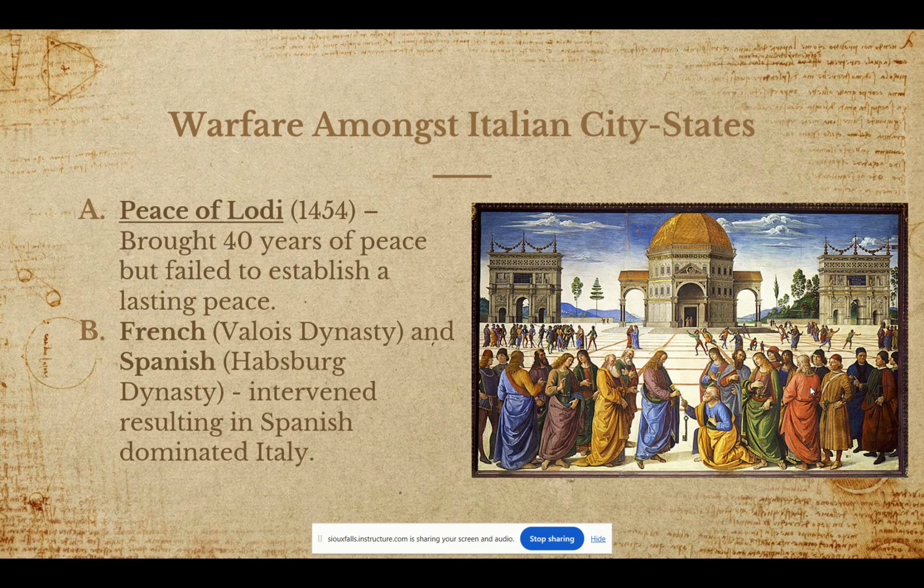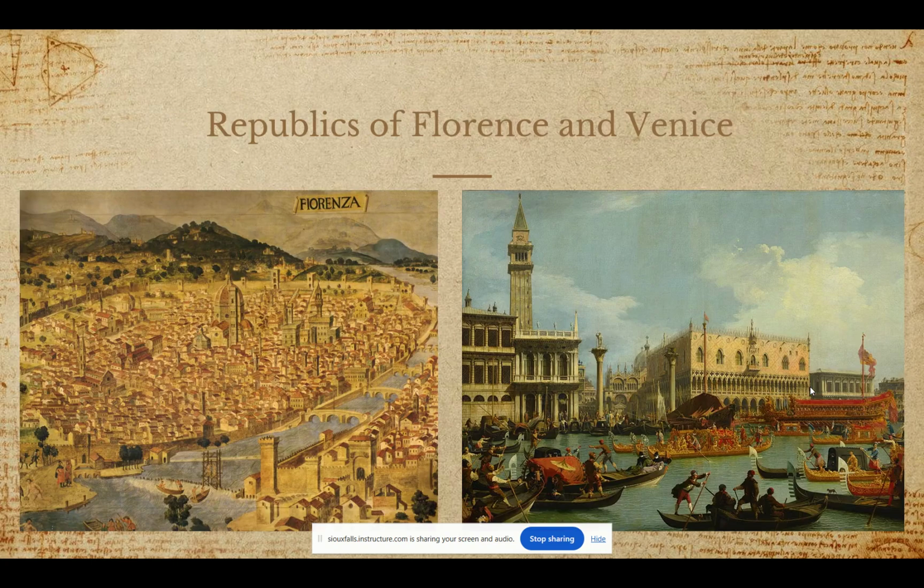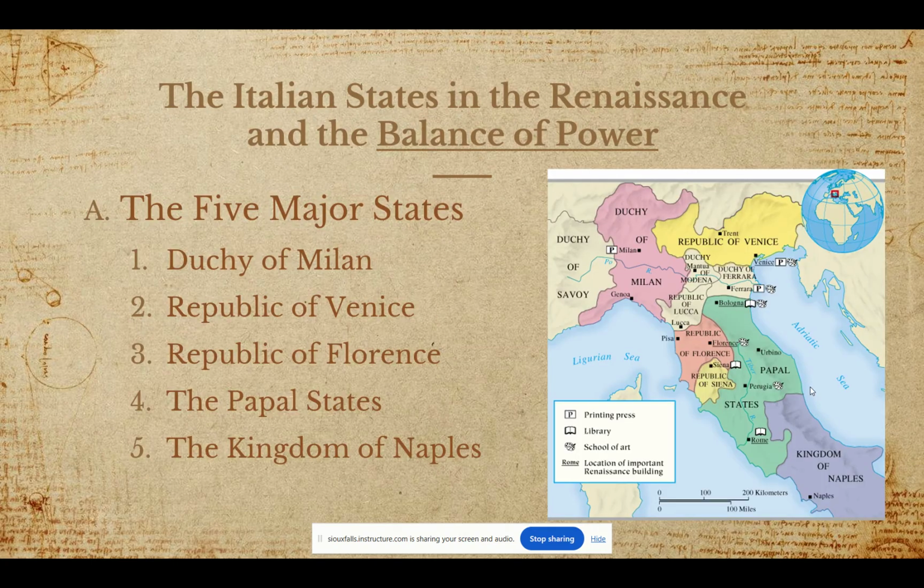The Valois family of France, which obviously geographically is very close to Italy, and Spain. The other country that's going to historically always be involved will be the Habsburgs of Austria. We're going to see that the Italians are going to be constantly dealing with the Austrians dominating the northern part of their lands.